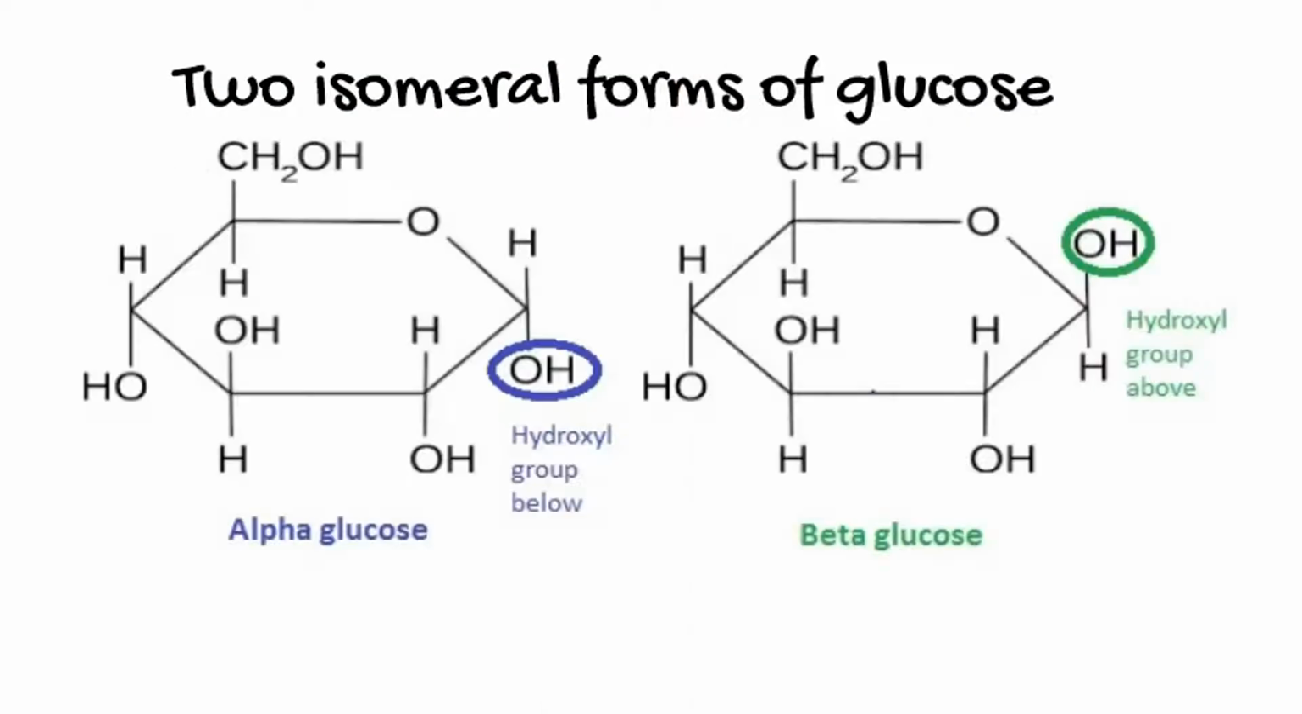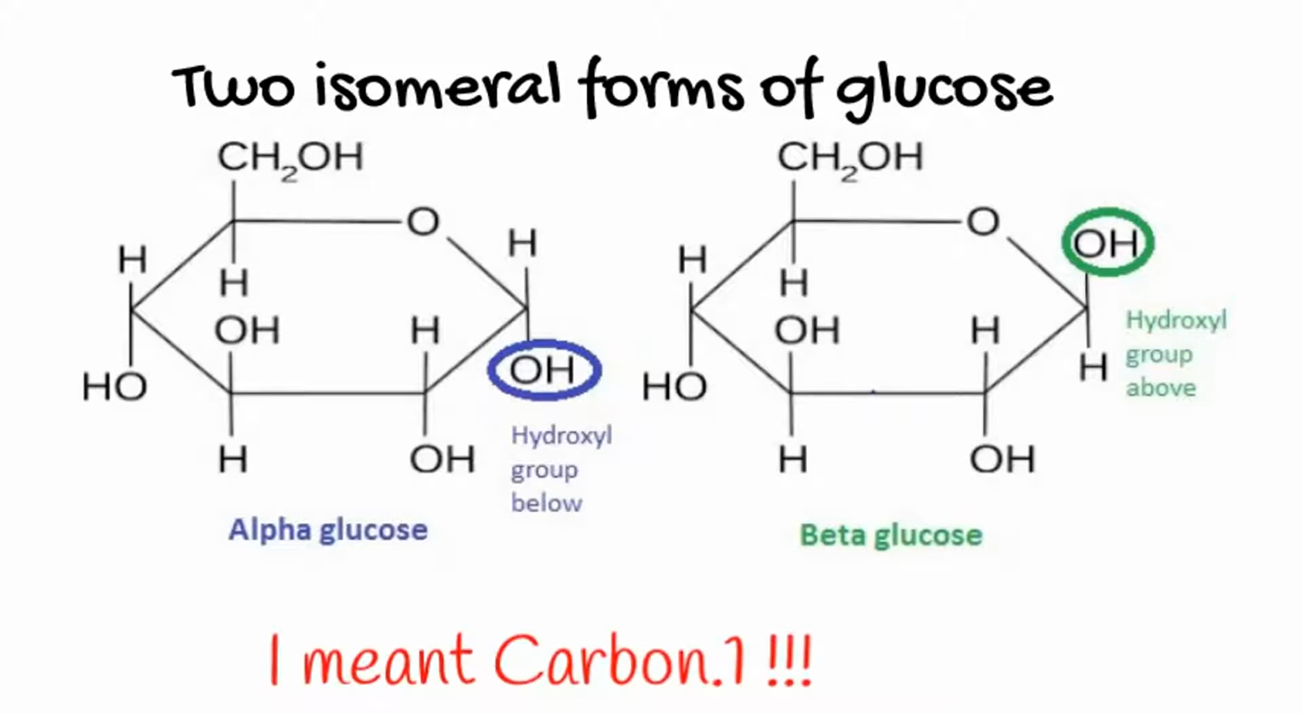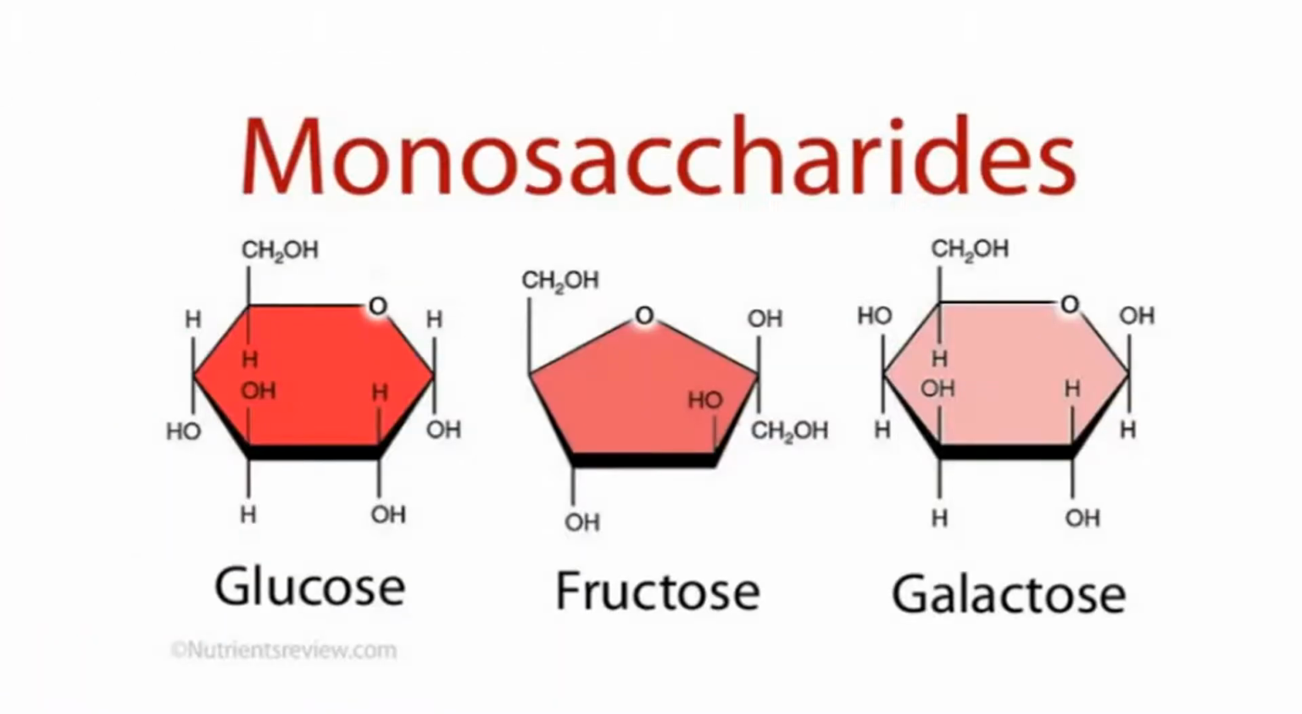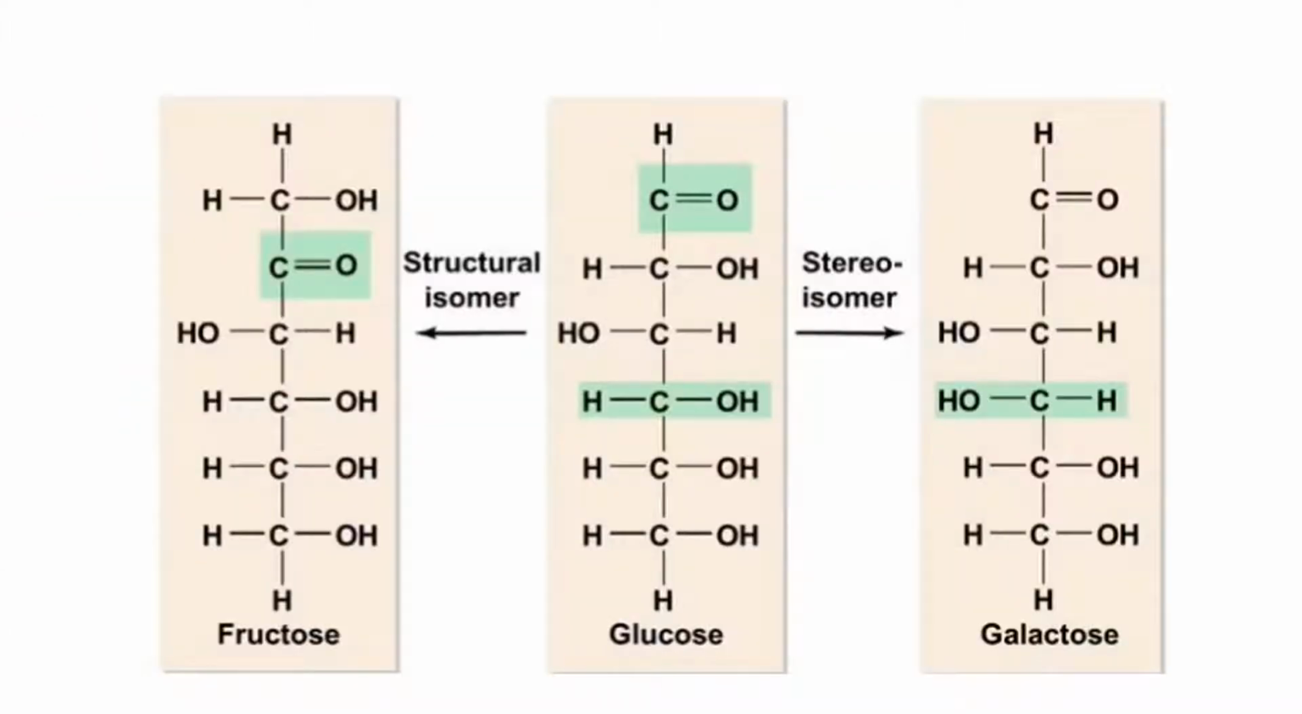As you can see here, glucose comes in two isomeric forms, alpha and beta glucose, differing in the position of the hydroxyl groups on carbon 4. We need to know about fructose, glucose, and galactose, the three monosaccharides. From glucose, a structural isomerization occurs to form fructose, moving the C to bond O, and in galactose, it is a stereoisomerization, a rotation of the hydroxyl group on one of the central carbons.